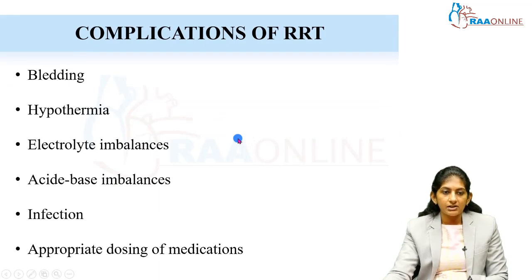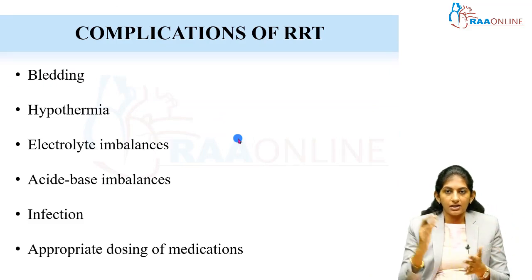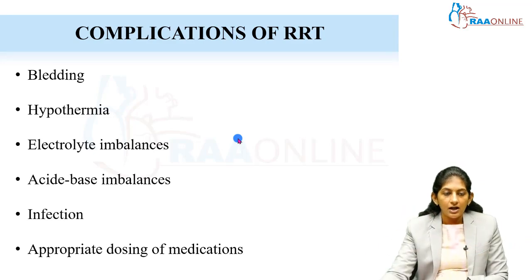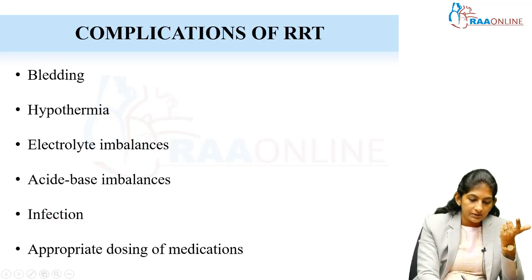Complications of renal replacement therapy, just combine both. For intermittent renal replacement therapy, what were the complications? For continuous, what were the complications? Basically, one complication, very easily, is that when we place a central venous line, there can be infections.